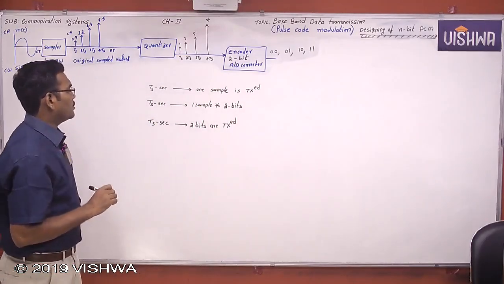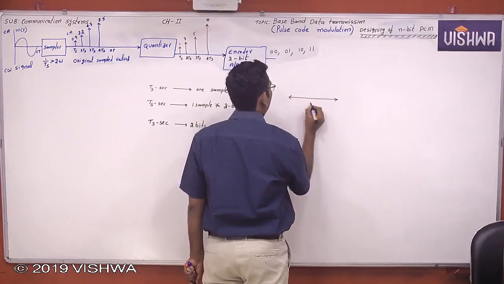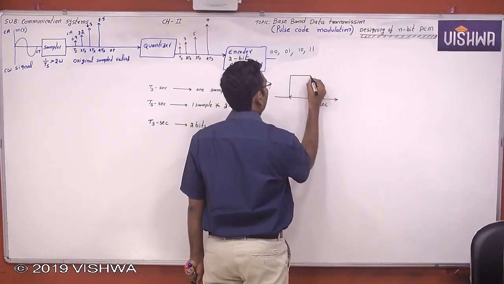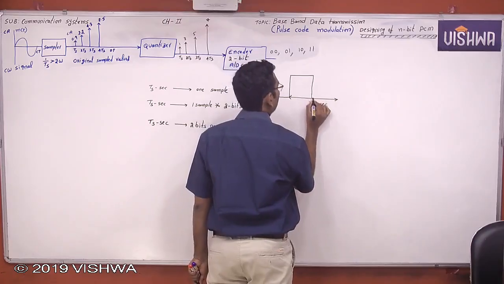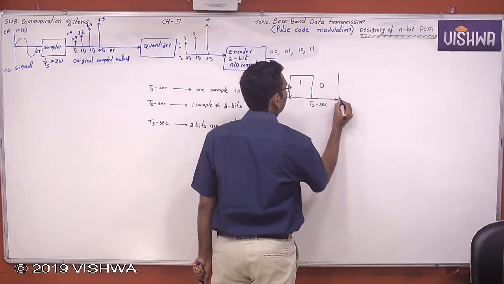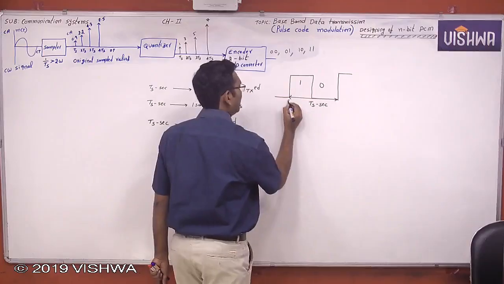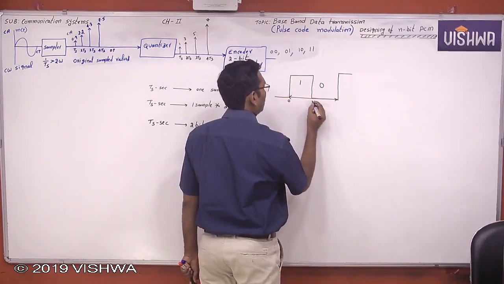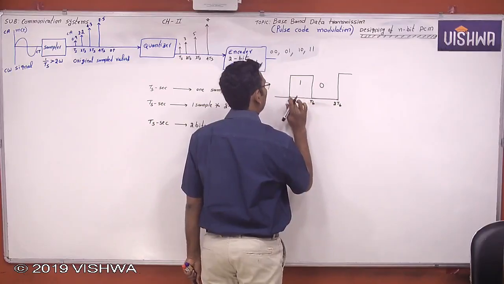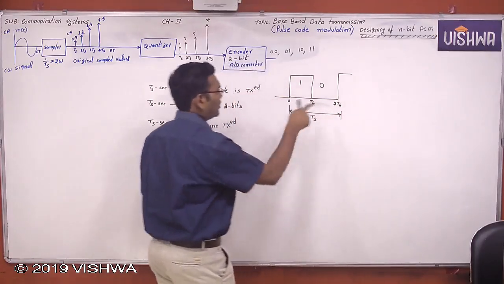Now, over a duration of TS seconds, 2 bits are transmitted. One is binary 1, another one is binary 0. Binary 1, binary 0, over a duration of TS seconds. Now, over a duration of TS seconds, 2 bits are transmitted.